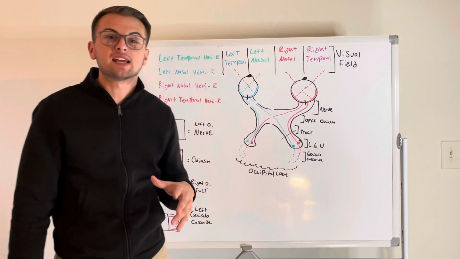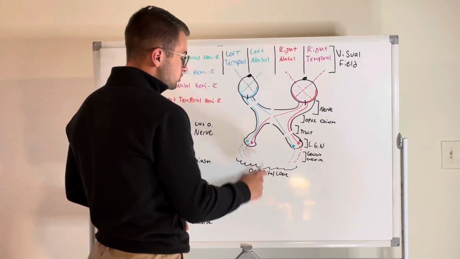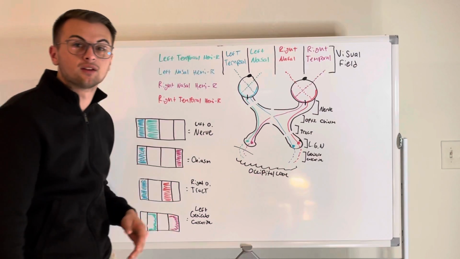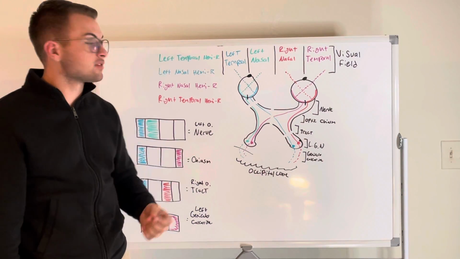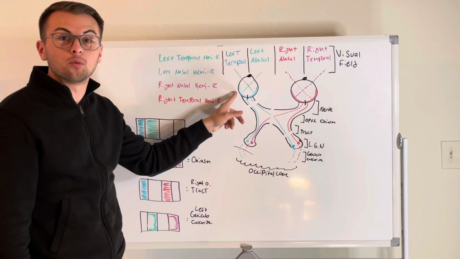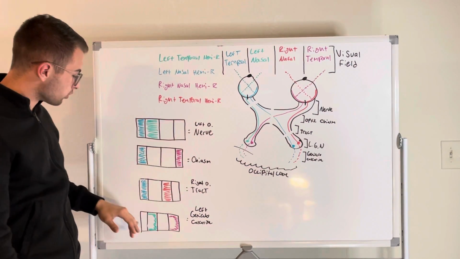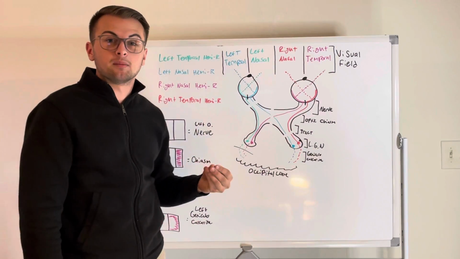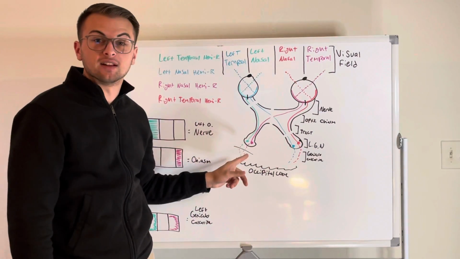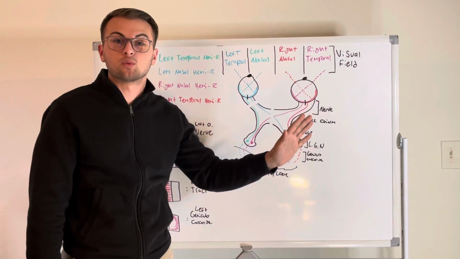So now let us say that we've made a cut at the left geniculocalcarine tract. What is going to be affected? Well, we know that the left temporal hemiretina will be affected. This will cause the left nasal field to be affected. And we also know that the right nasal hemiretina has also been affected. Well, this means that the right temporal field will be affected as well.